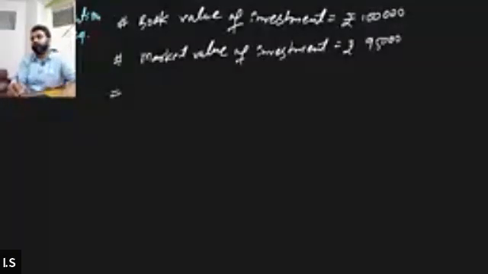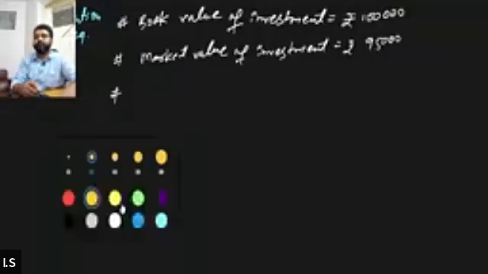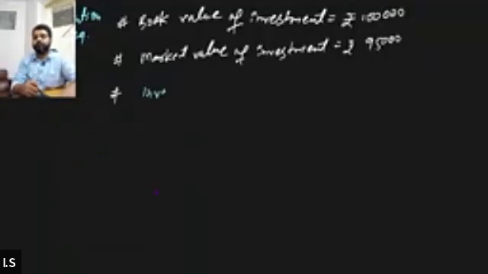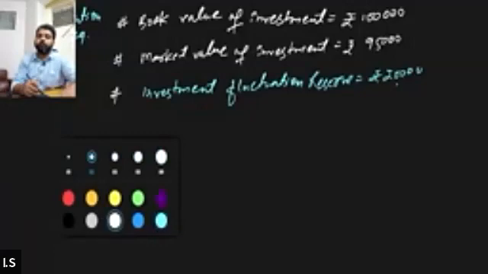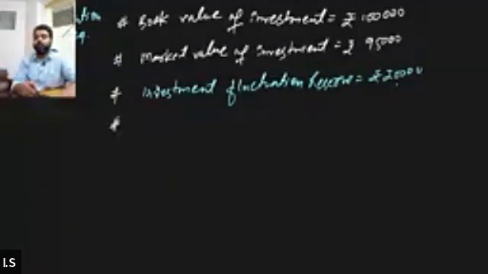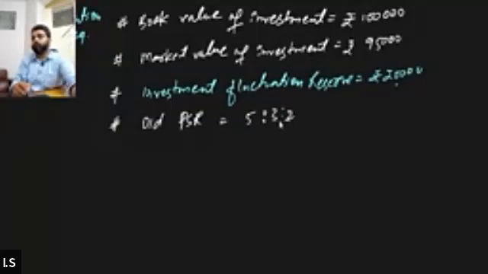And tell me the amount of the investment fluctuation reserve. Investment fluctuation reserve is 20,000, also given. Yes, investment fluctuation reserve is of rupees 20,000. Okay. And old profit sharing ratio is relevant, is important for us. New profit sharing ratio is not important. So let me also write down old PSR. Old profit sharing ratio is given as, let me check, it is 5:3:2. This is the old profit sharing ratio.